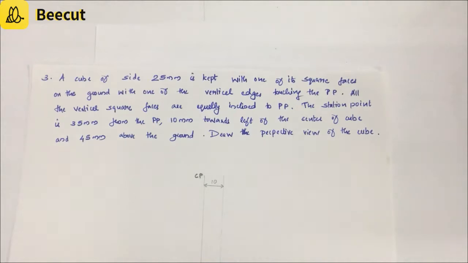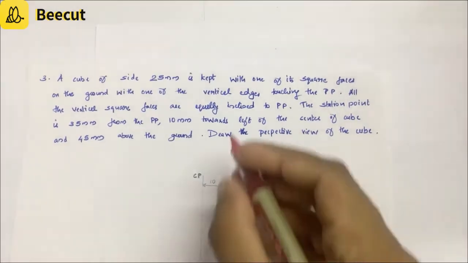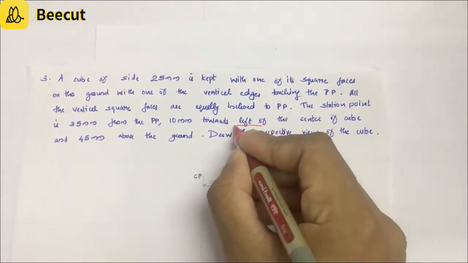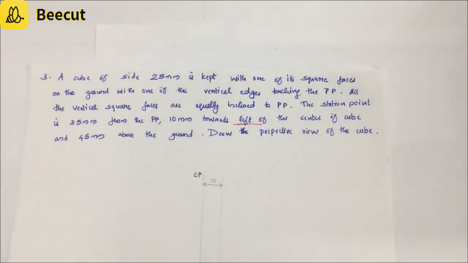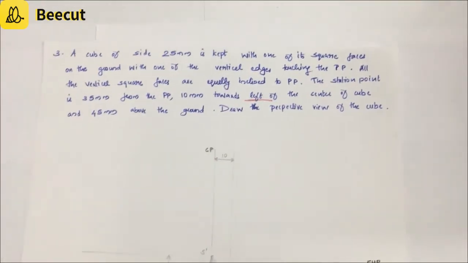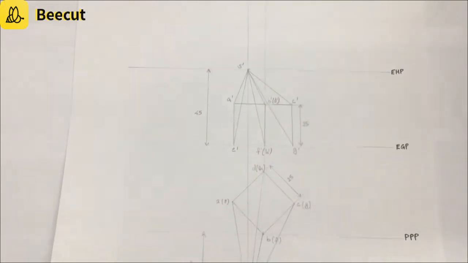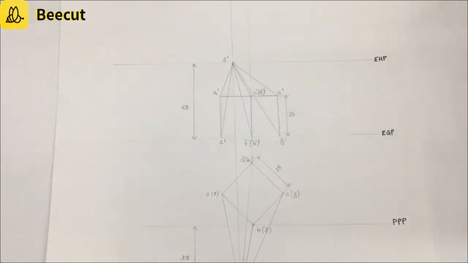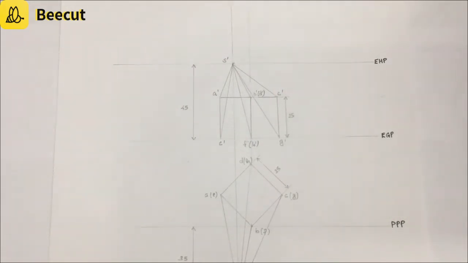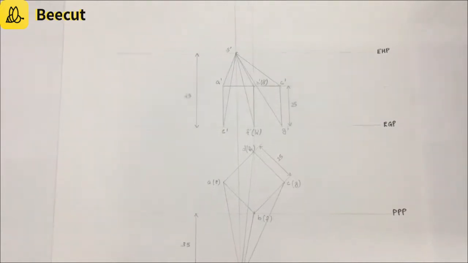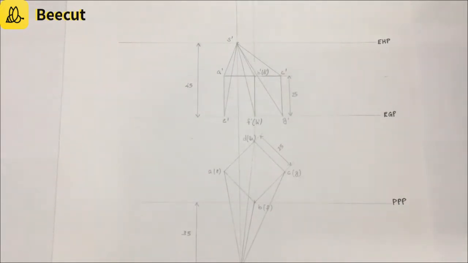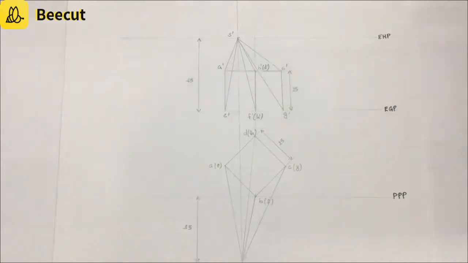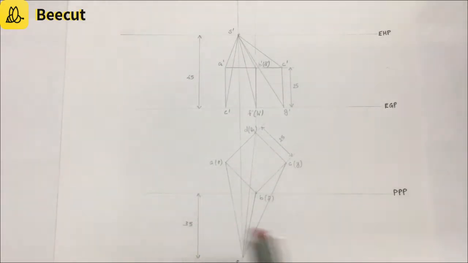And the station point is also given, and just like in the previous problem, here also the position is mentioned towards the left of the center. So you have to start the drawing in such a way that you have sufficient space in the left area, and you have to end up with that portion by moving on with the rest of the dimensions given in the question. So initially you have to draw a PPP line, and you know how many mm it is from the PPP. In the question it is told that it is 35 mm from the PPP.